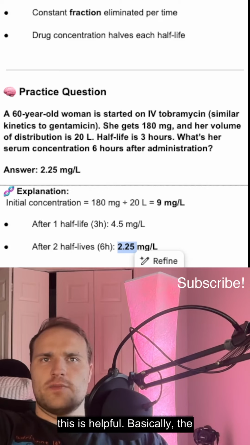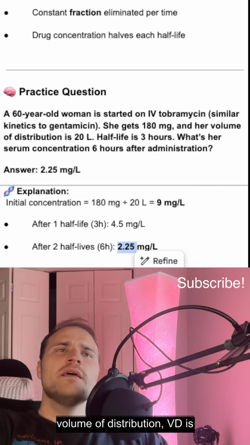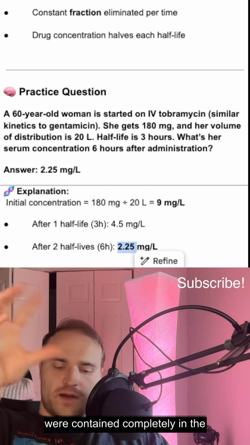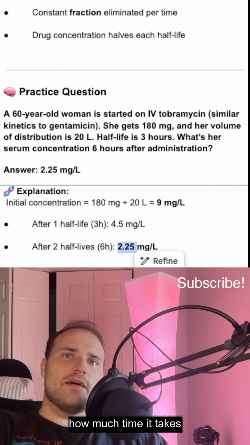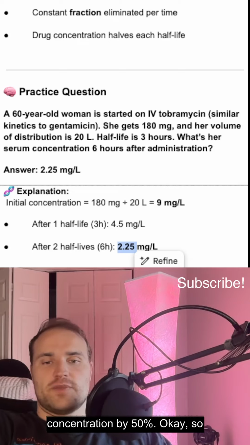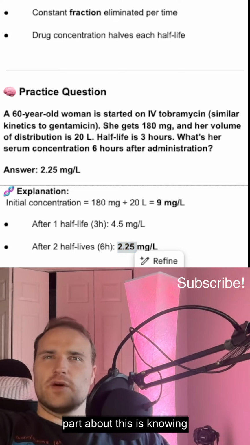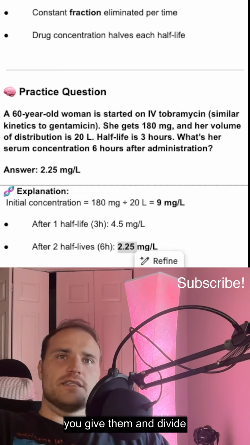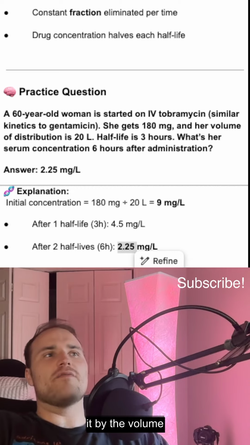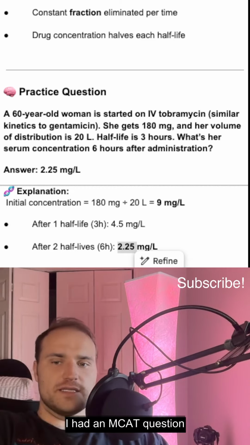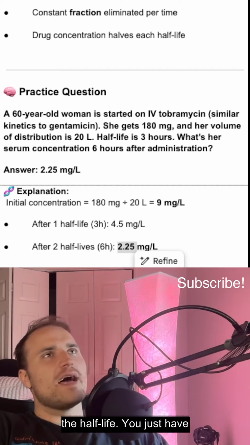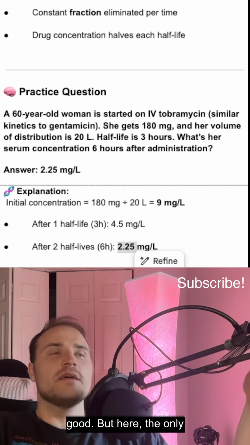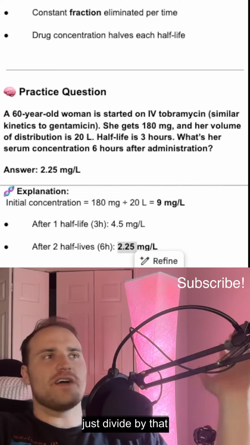Hopefully this is helpful. Basically, the volume of distribution, VD, is the required volume if a drug were contained completely in the plasma. And the half-life is how much time it takes to lower the concentration by 50%. Just remember the only hard part about this is knowing that you have to take how much you give them and divide it by the volume of distribution, and then half-life questions are pretty easy. I remember I had an MCAT question about the half-life. You just keep halving and figure out how many hours until you're good. But here the only hard part is just divide by that VD, right?